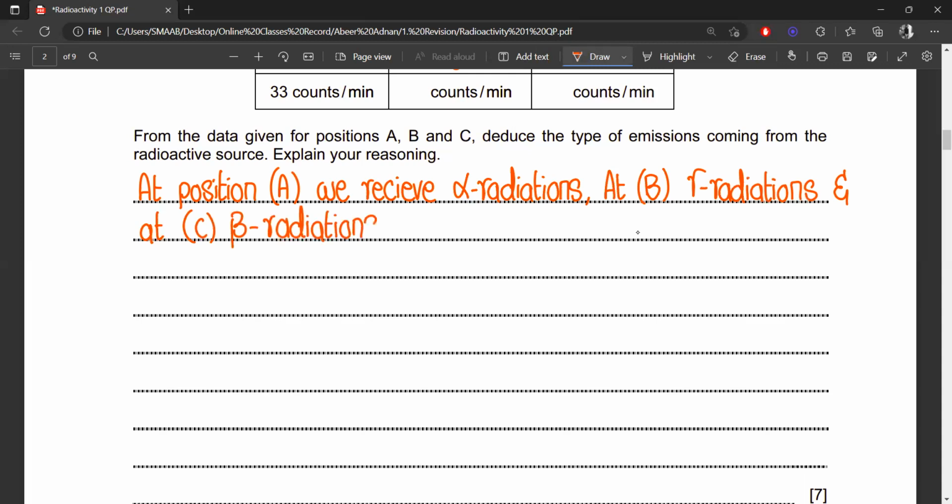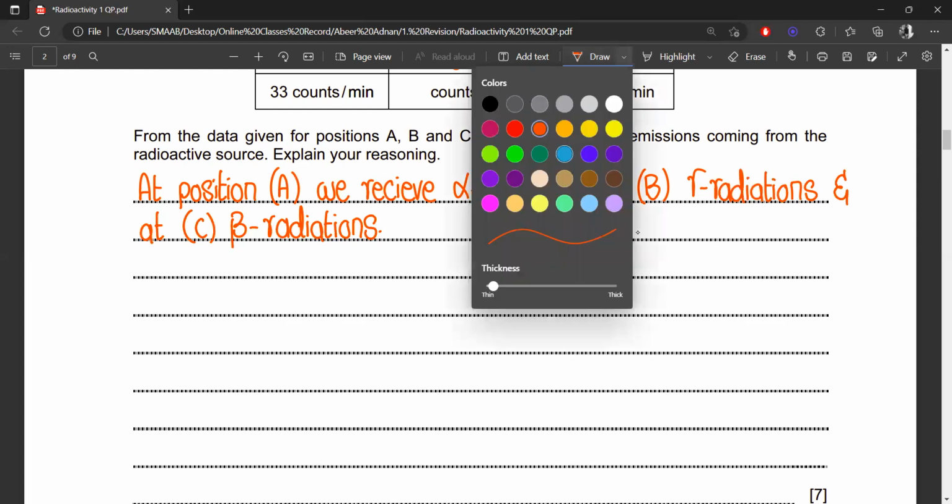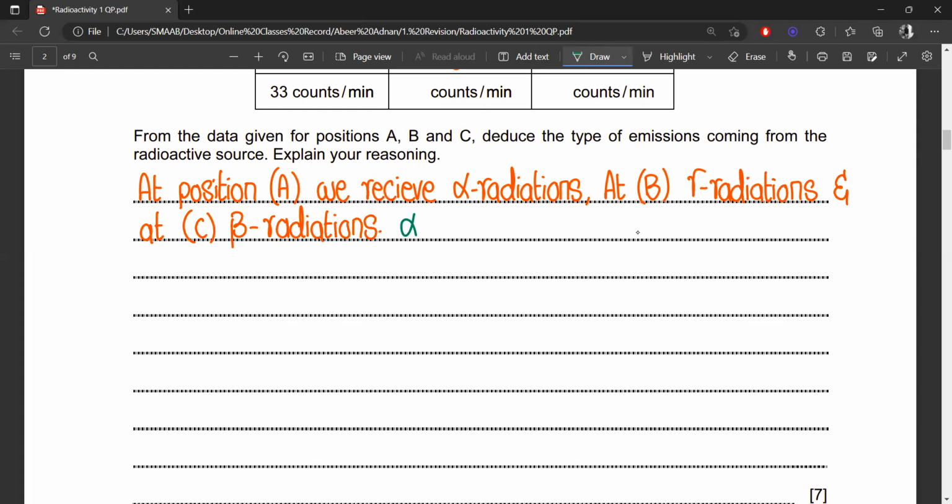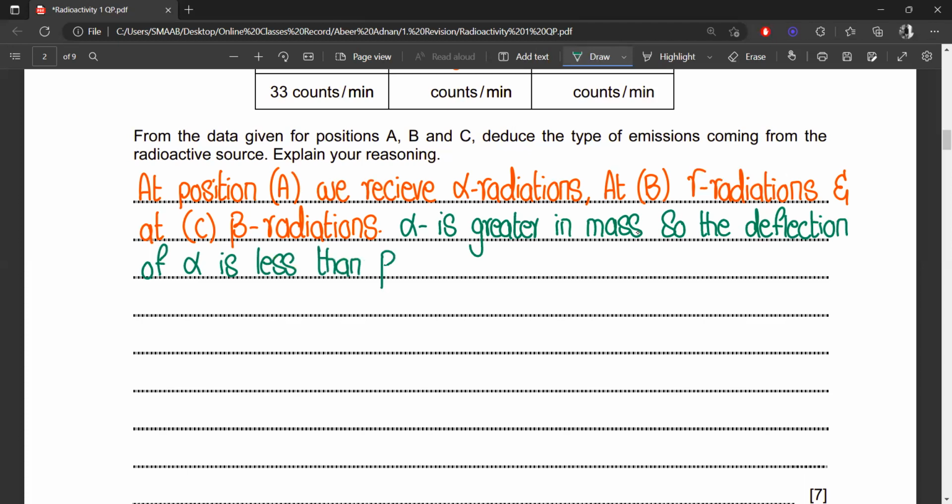Then we need the reasons that identify these rays. According to the properties, first we start with alpha. Alpha has greater mass and is less deflected than beta, because the mass of beta is less than alpha, right?